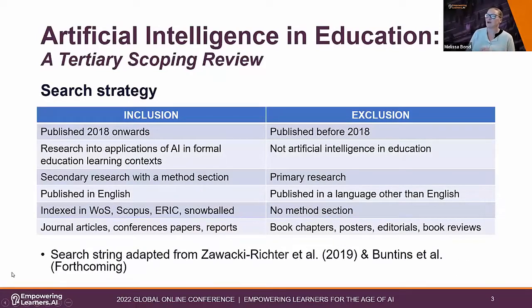In terms of what we're going to include, we've decided to include secondary research as long as it has a method section. So any kind of evidence synthesis with a method section indexed in these 3 large databases, as well as snowballing from the identified secondary research. We have adapted the search string from that initial AI in higher education review, as well as one that I've been doing with other colleagues on different types of evidence synthesis in educational technology and language bias.